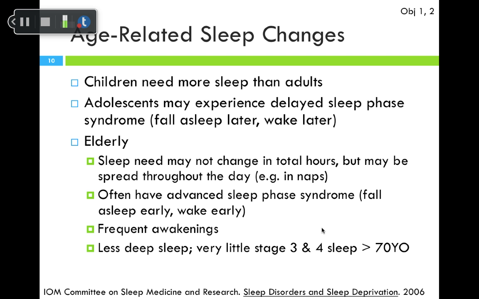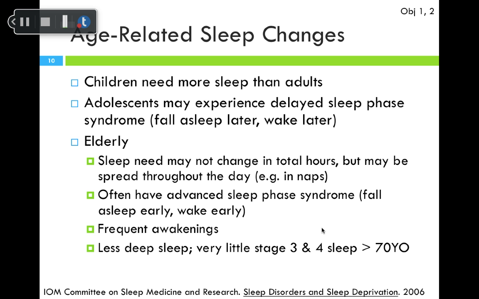The elderly also are more likely to have what's called advanced sleep phase syndrome. So this is in contrast to the adolescent delayed sleep phase syndrome. So in the elderly, they're more likely to fall asleep quite a bit earlier, but also wake up quite a bit earlier. The elderly are also more likely to report frequent awakenings throughout the night. It's easier for them to wake up.